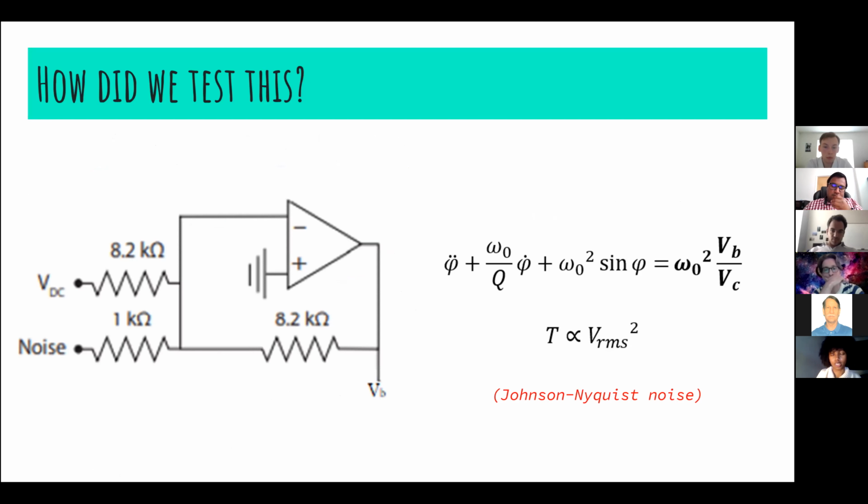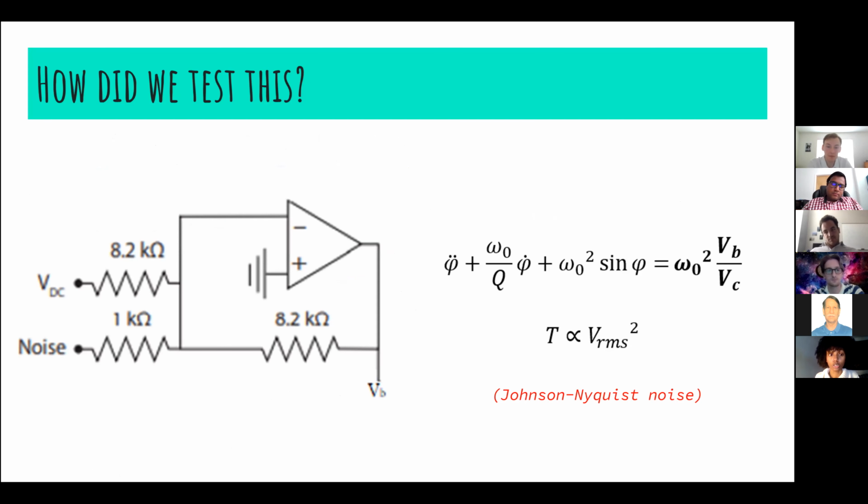But the question is, how do we test this? I think Dr. Amet's words were, we can't just take a blowtorch to our circuit. So what we had to do was use the concept of Johnson-Nyquist noise. It basically says the RMS amplitude of thermal noise is proportional to temperature, or the square of the RMS amplitude is proportional to temperature, or effective temperature, I should say.